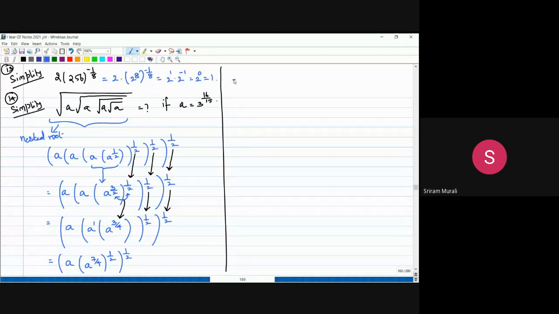Now what is the next step? This is a into a power 7/8, the whole power 1/2. Last 1/2. Multiply the powers and you will get 7/8. Now this will become a power how much? 15/8, 15/8 power 1/2. This is equal to a power 15/16. What is your a now? 3 power 16/15. This is 15/16, both will get cancelled. The answer will be 3. Is this clear?